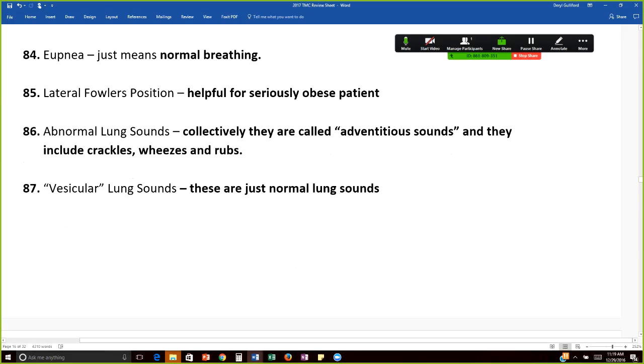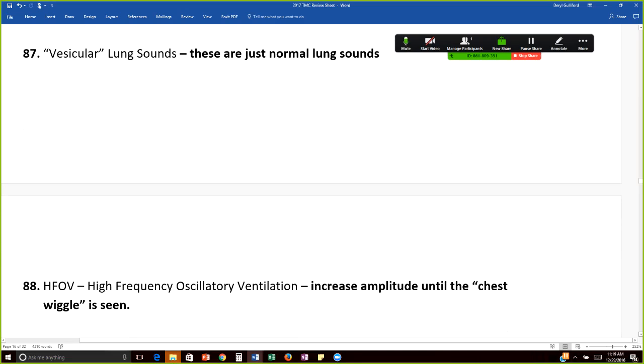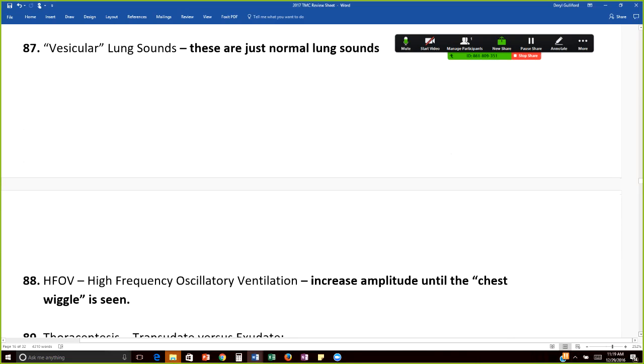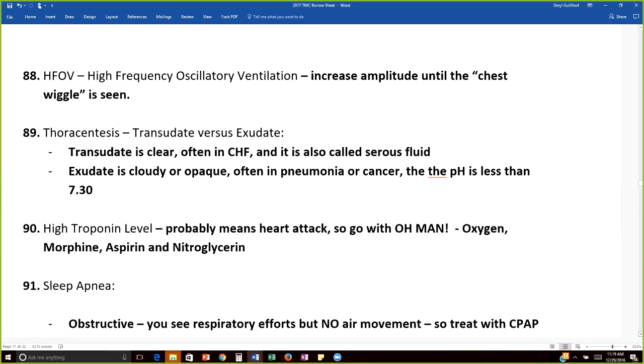We don't say that at the hospital very often, but adventitious is any abnormal breath sounds like crackles, wheezes, and rubs. Meanwhile, vesicular just means normal lung sounds. Vesicular, normal lung sounds. High-frequency oscillator ventilation, we should see chest wiggle. If it is set correctly, you should see chest wiggle.